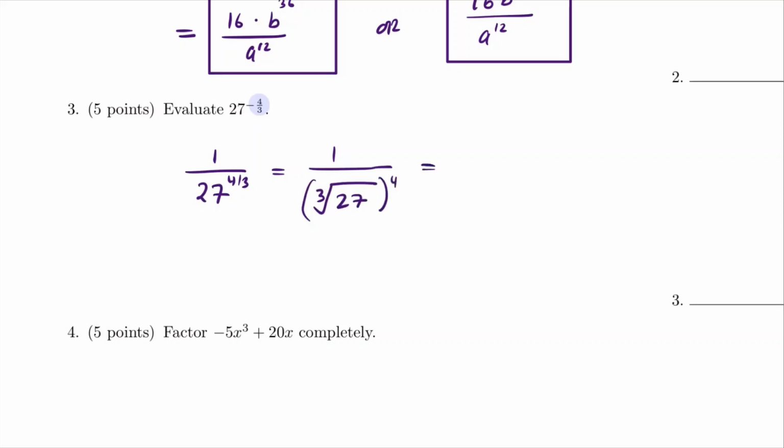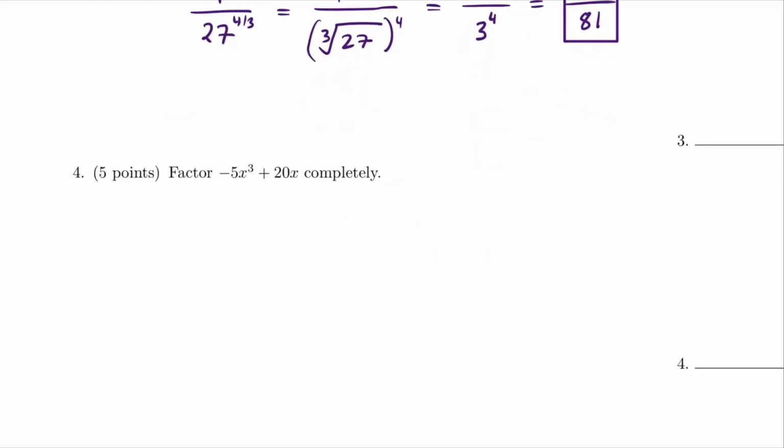And we know cube root of 27, that's simply 3. So you will have 3 to the 4th power. And 3 to the 4th power, well, that's going to be 81. So we have 1 over 81 as our final answer.